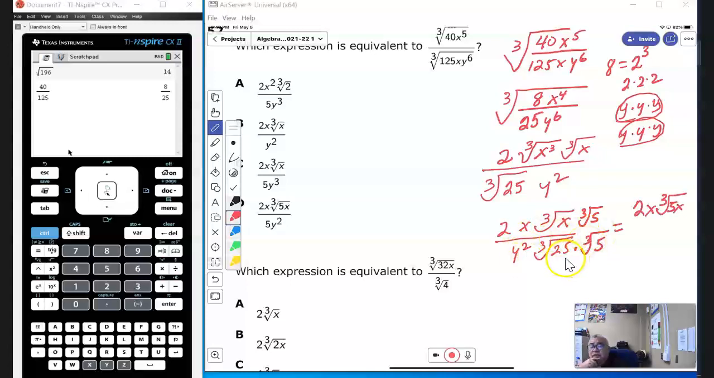of 5x. Now, 25 times 5 gives you 125, and the cube root of 125 is 5. So our denominator is going to be 5y squared. So your answer is D. Because 25 times 5 is 125. The cube root of 125 is 5. So that's how you simplify. And what I just finished doing is called rationalizing the denominator.